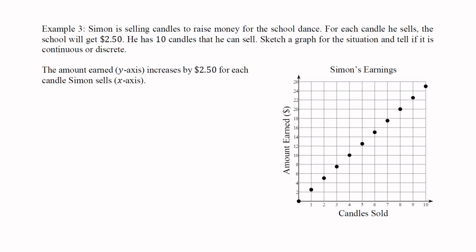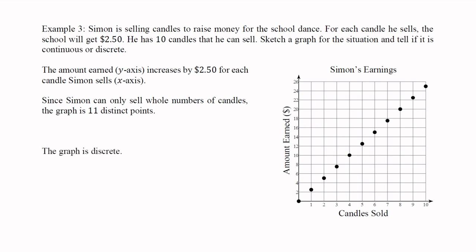And each candle he sells, that's $2.50. So by the time he gets to 1 candle sold, he's made $2.50. If he sells 2, he's made $5, and so on and so forth. If he sells no candles, he makes no money. He cannot sell half of a candle to someone. So therefore, since he can only sell whole numbers of candles, because candles are objects, the graph is 11 distinct points. 10 for each candle that he can sell, plus 0 if he sells no candles at all. So that gives us our 11 points, and the graph is discrete.